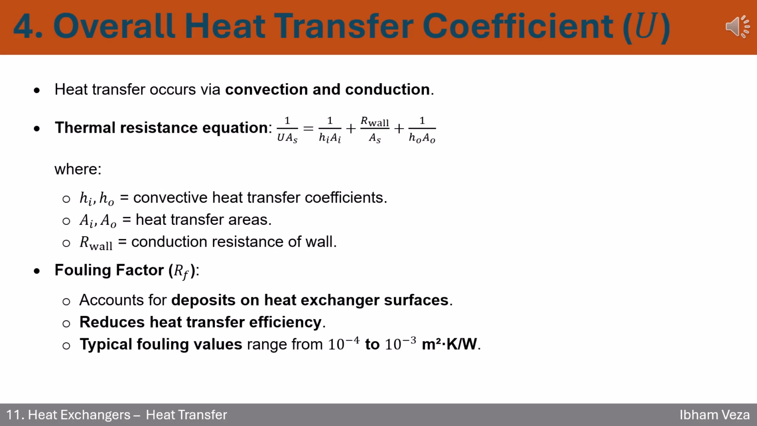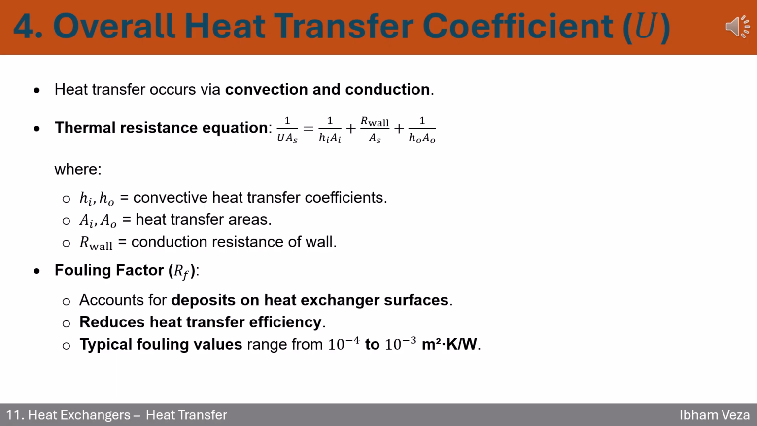4. Overall heat transfer coefficient, U. Let's simplify what controls the performance of a heat exchanger. Heat doesn't just magically move from hot to cold. It moves through two key mechanisms, convection and conduction. To capture this, we use a thermal resistance equation. Think of it like adding up roadblocks, resistance from the inside fluid, from the wall, and from the outside fluid.